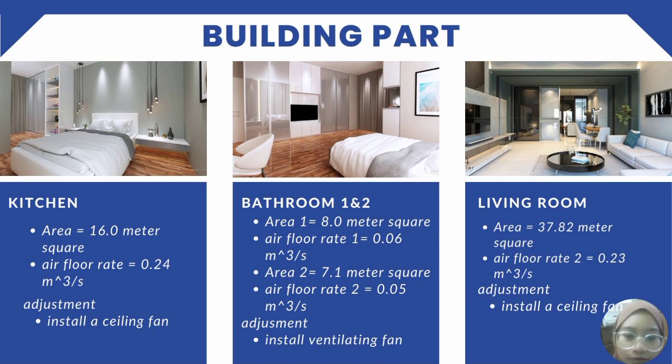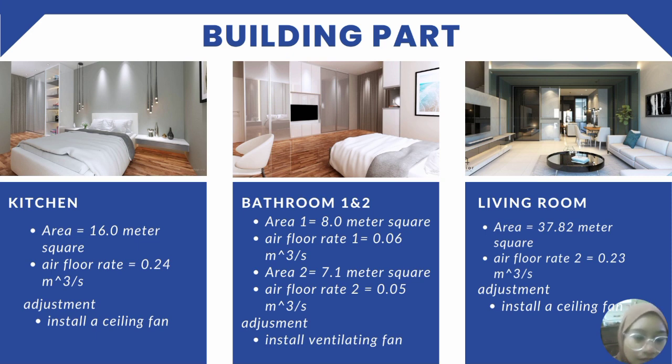The area of bathroom 1 is 8 meters squared, and the obtained airflow rate for bathroom 1 is 0.06 meter cubed per second. Next, the area for bathroom 2 is 7.1 meters squared, and the obtained airflow rate is 0.05 meter cubed per second. The adjustment proposed for this bathroom is to install a ventilating fan.